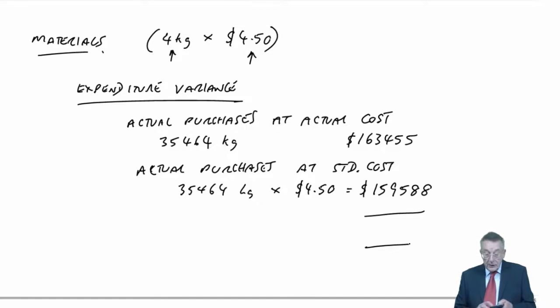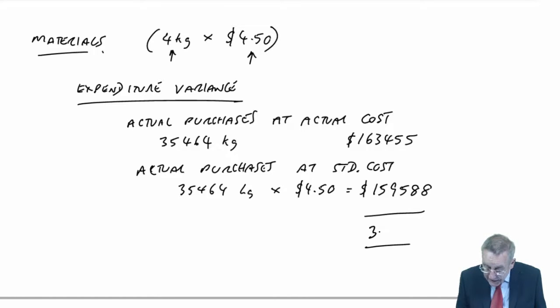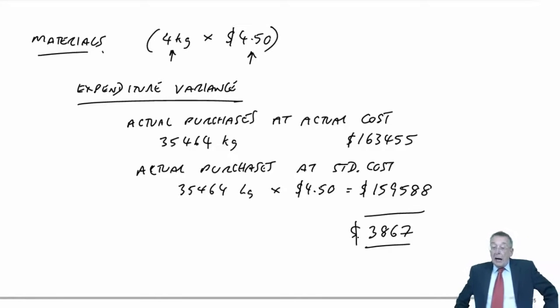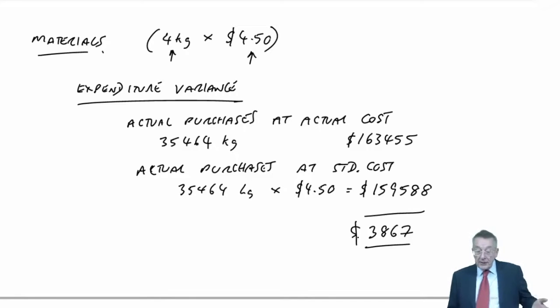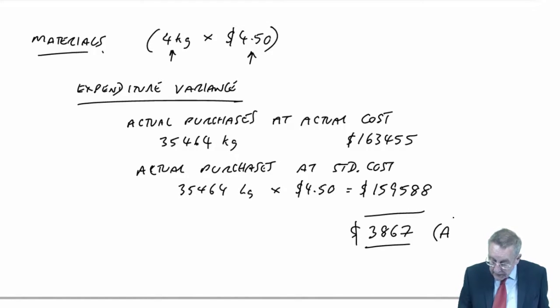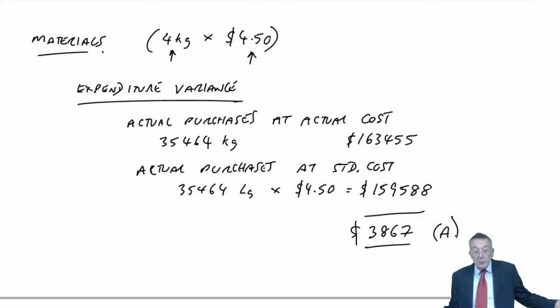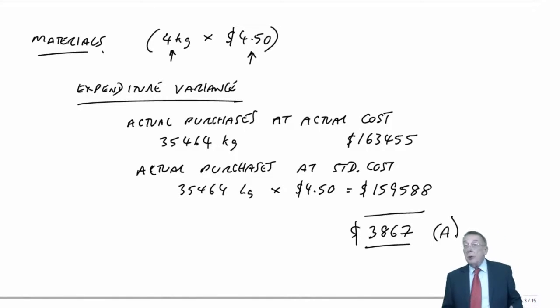How much extra were we paying? 163,455 minus 159,588, 3,867. And is it adverse or favourable? I hope fairly clearly, since here we spent more in total than we should have done. If we spend more, it results in less profit. It's adverse. So there's your rule. Again, learn it whichever way you want, but always actual purchases compare what we spent with what we should have spent.